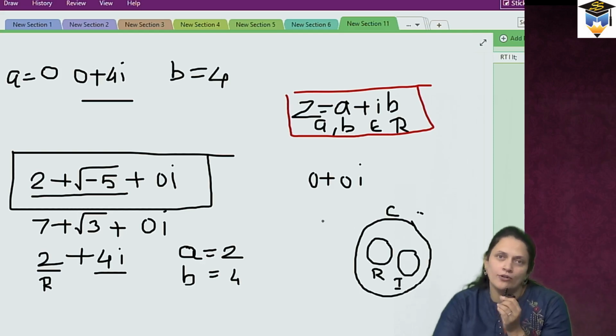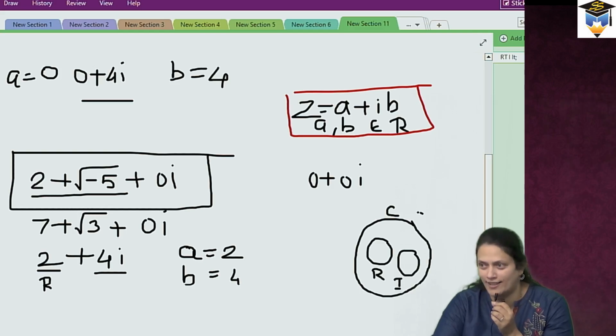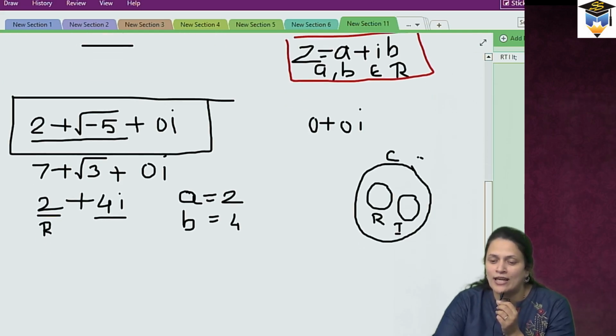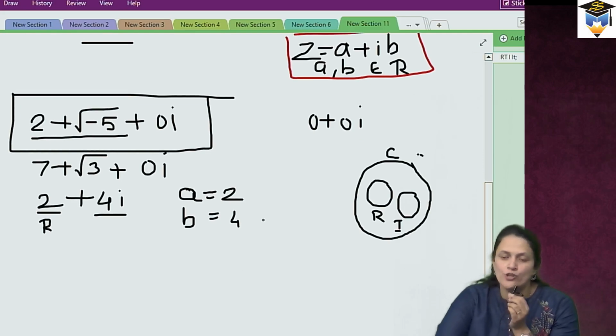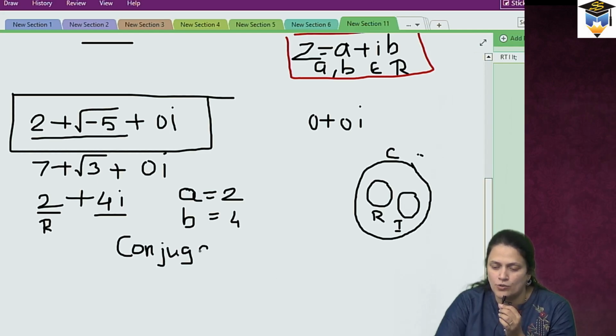Up till now, we have studied what a complex number is. Till here, anybody, any doubt? Romil, Abhinandan, Atharva, Gargi. Okay? Alright, so now let us go to the next part, that is the conjugate of a complex number. Give the heading, conjugate of a complex number.